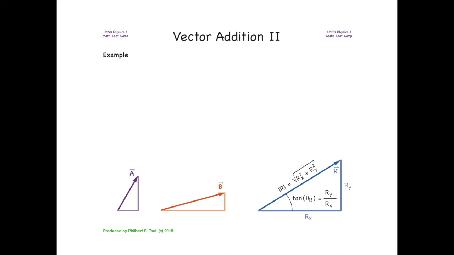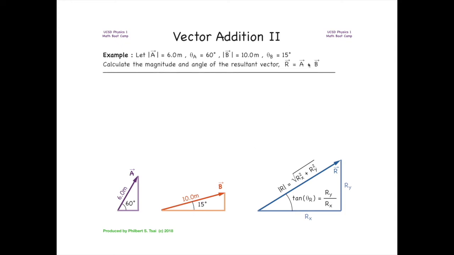Let's work through an example real quick. If A has a length of 6 meters and makes an angle of 60 degrees above the horizontal, while B has a length of 10 meters at an angle of 15 degrees above the horizontal, then let's calculate the result of adding A plus B using our vector component method. First, we find the x component of the A vector by using the cosine formula. Plugging in the numbers, we get 3 meters. Next, we can use the sine formula to find the y component of the A vector. Again, when we plug in the numbers, we get 5.2 meters.